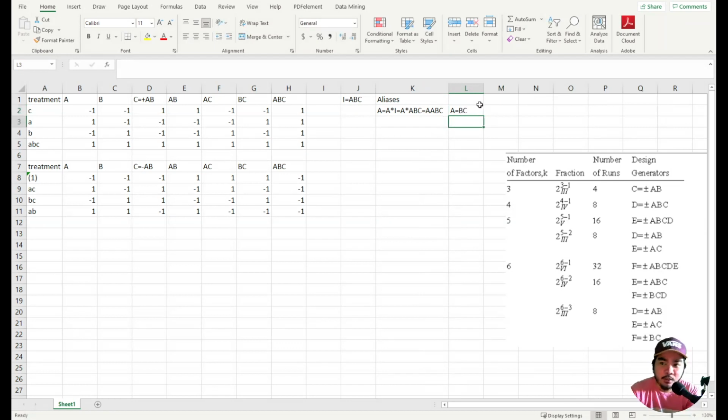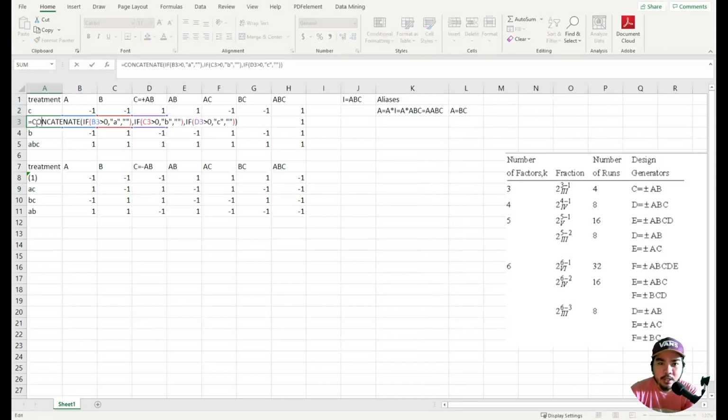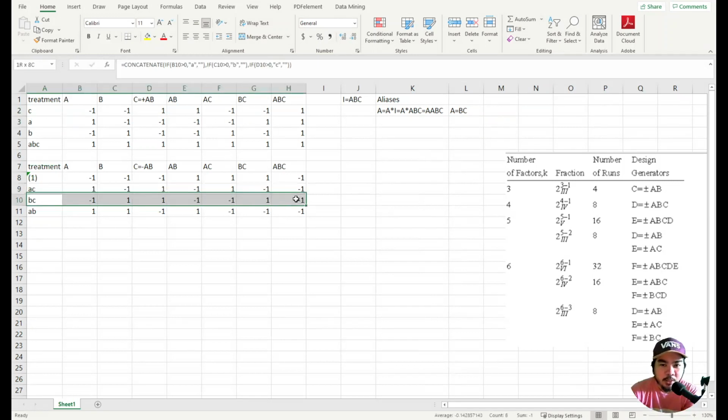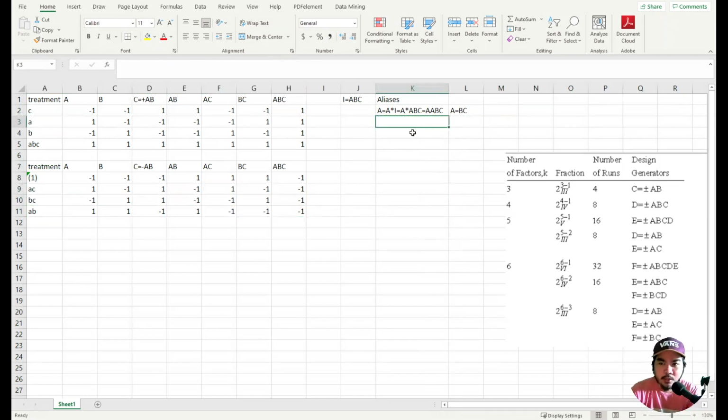BC. This is what we call confounding, no? So A is confounded with the effects of BC. Okay? So this A, this A, and this A treatment combination is just the same as if we did this treatment combination, the BC. That's how the effect is, so we can choose either one. And let's do it for B.